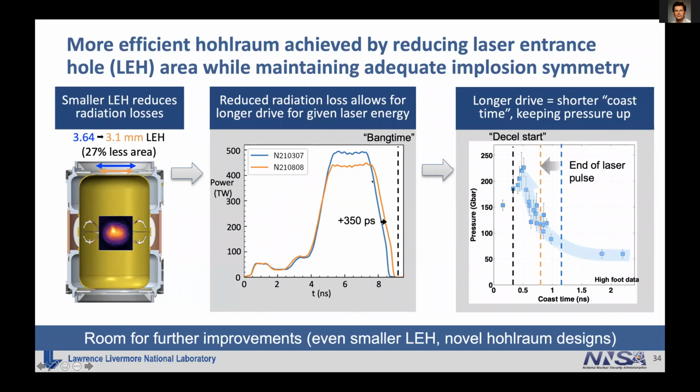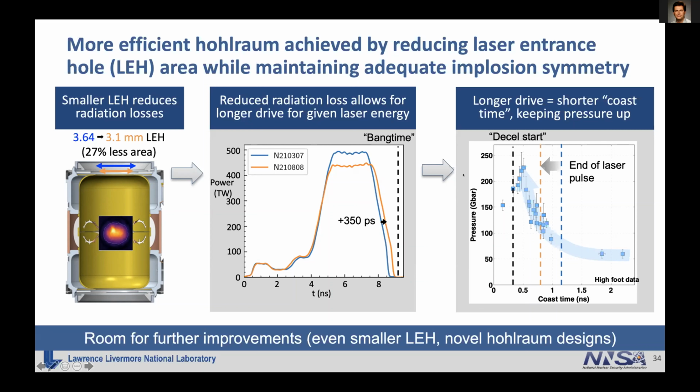We drop the peak power and we increase the pulse length. It looks very minimal. It looks like only 350 picoseconds, not much. But what matters here is when did the laser turn off relative to when the implosion stagnates and the yield is produced. We call that bang time. And proportionately, that is a large change.